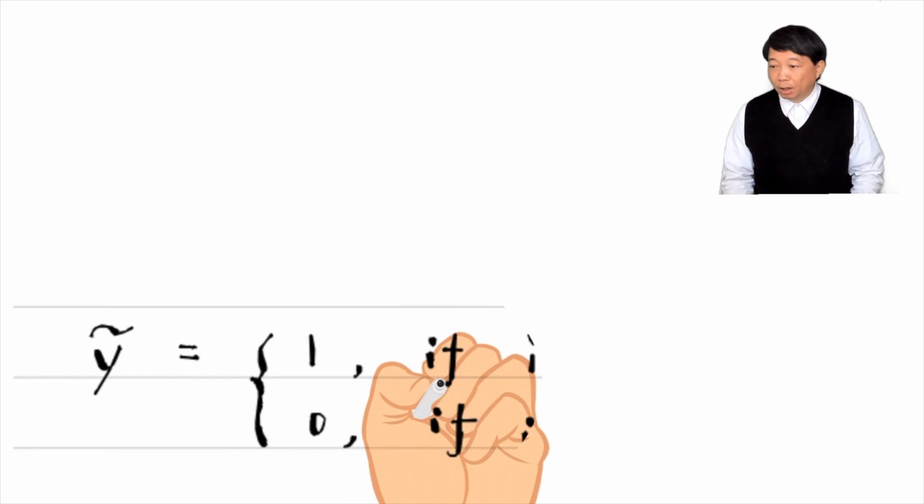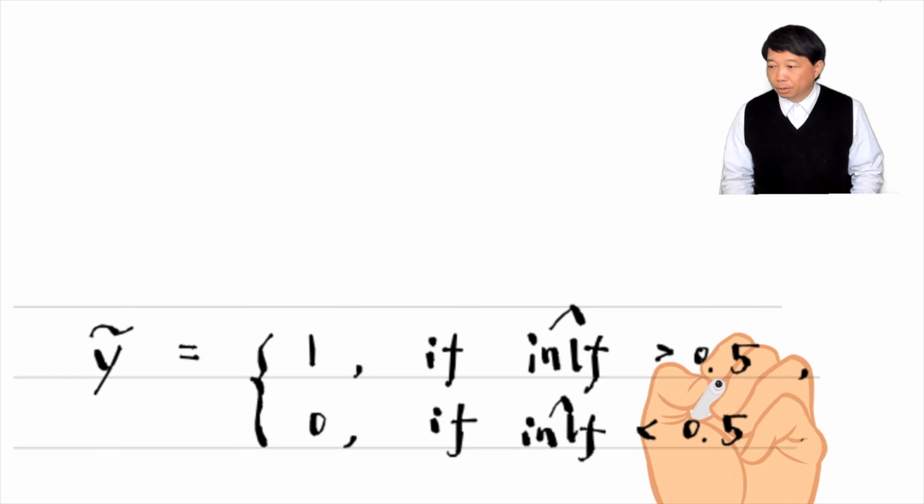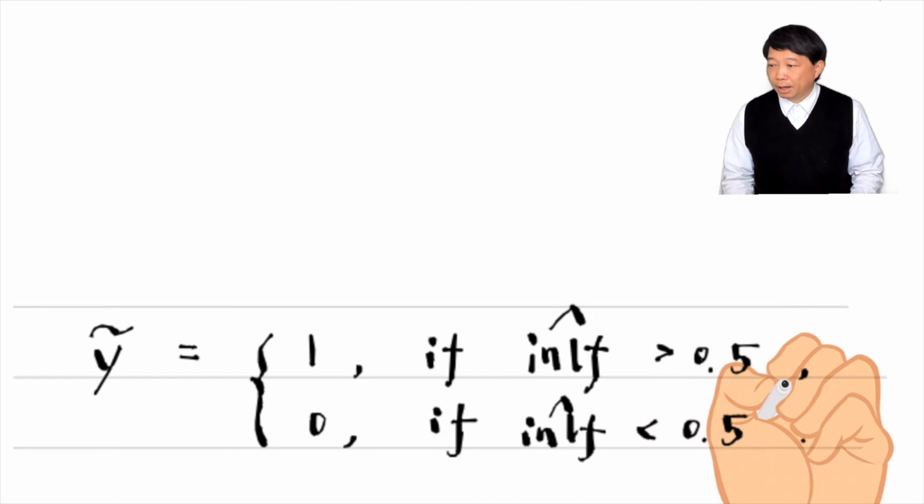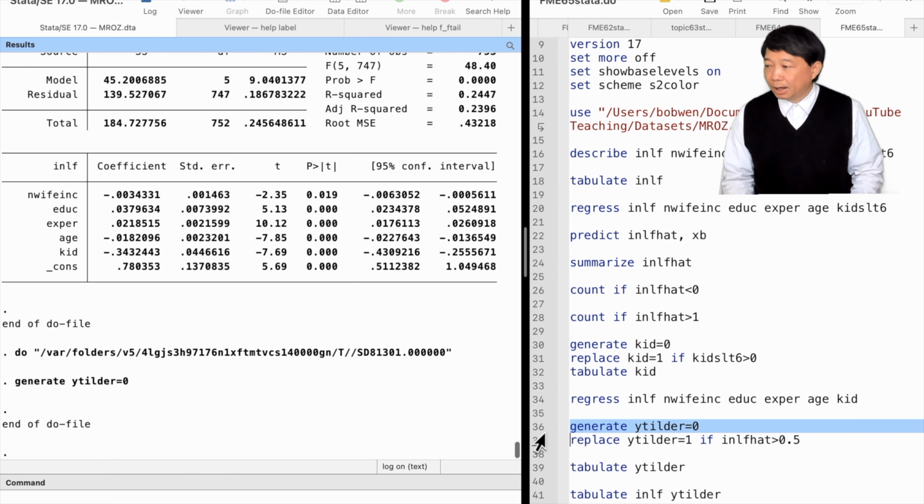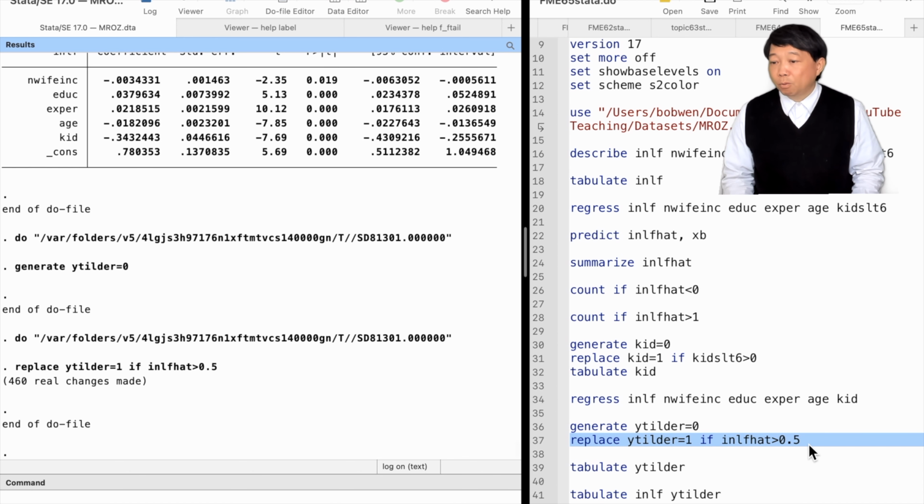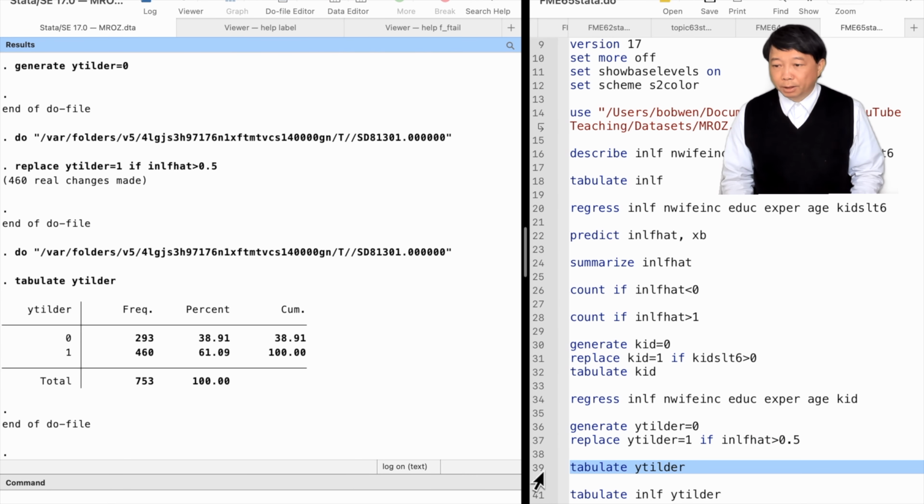We need to define a dummy variable y tilde, which equals 1 if y hat is greater than 0.5. It equals 0 if y hat is less than 0.5. Then we compare y tilde with the actual values of y. The proportion of correct predictions is the percent correctly predicted. In our model, 460 of the 753 married women are predicted to participate in the labor force.